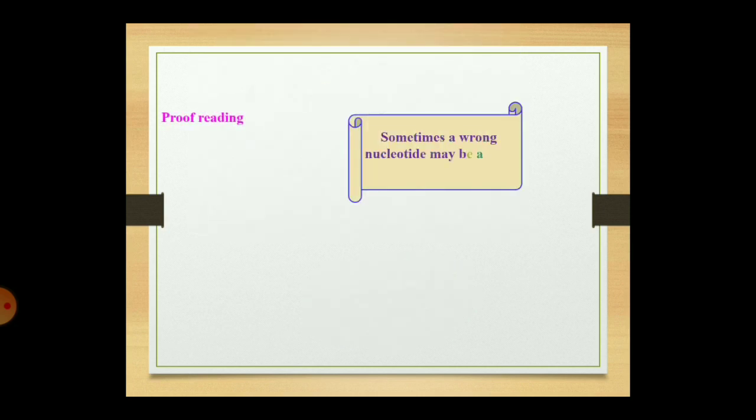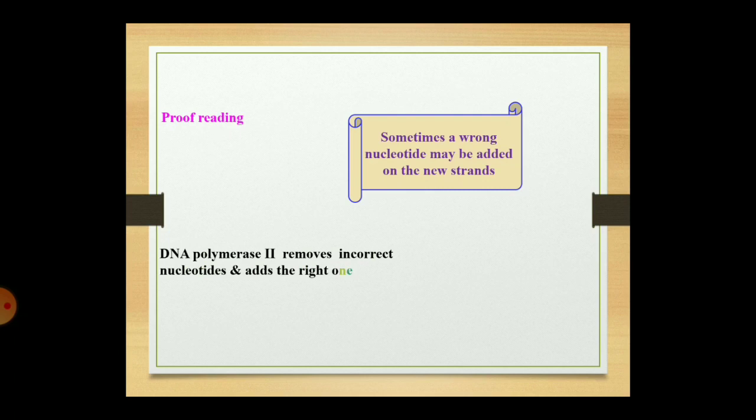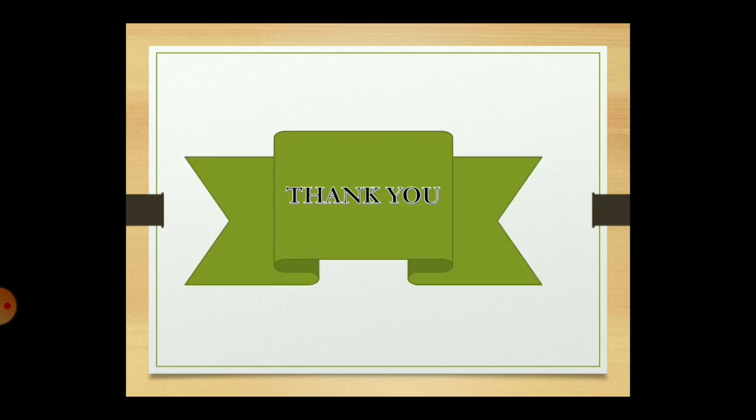Proofreading: sometimes wrong nucleotides are added to the new strands. Look here, the DNA polymerase enzyme removes the incorrect nucleotides and adds the right one. These are the earlier sequences. Look at the green one: in the parental strand we have a thymine, and in the daughter strand we again have thymine. The thymine is replaced by adenine with the help of the DNA polymerase 2 enzyme. So this completes the mechanism of DNA replication, the semi-conservative method of DNA replication.